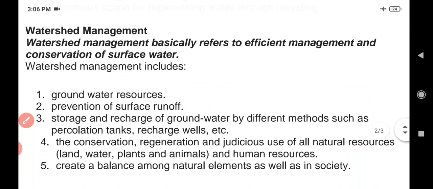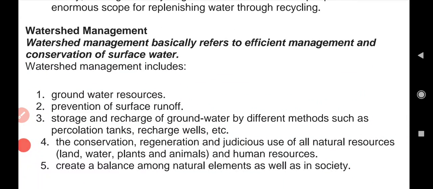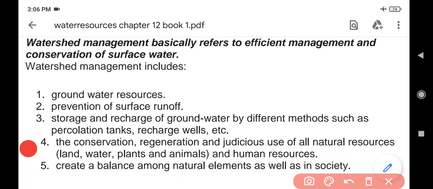Next is watershed management. Watershed management actually means taking one river or a water body and managing it for their community. The definition is: watershed management basically refers to efficient, good management for conservation of surface water. What are the things included in watershed management? Groundwater resource, prevention of surface runoff, storage and recharge of groundwater by different methods, conservation, regeneration and judicious use of all natural resources and human beings, creating a balance among natural elements as well as the society.